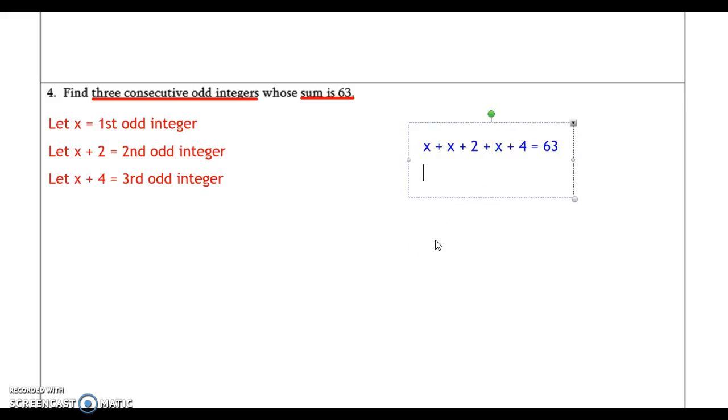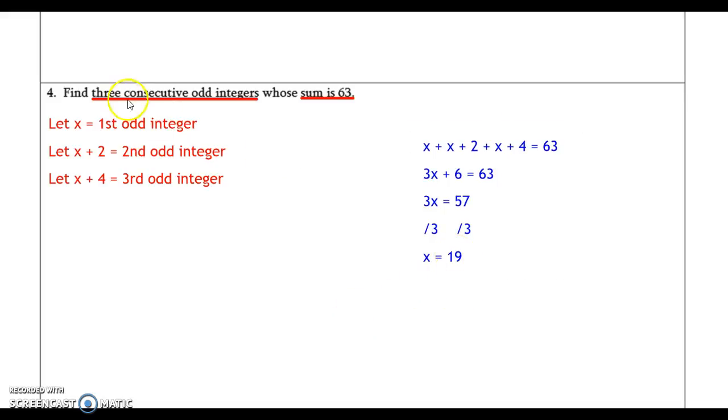The next step is to simplify the left side. We know that 3x plus 6, combining like terms, is equal to 63. Our next step is subtracting 6 from both sides. That should give us 3x is equal to 57. And our last step would be to divide both sides by 3. Our final answer should be x equals 19. Oh, that's 19. We can check our answer.